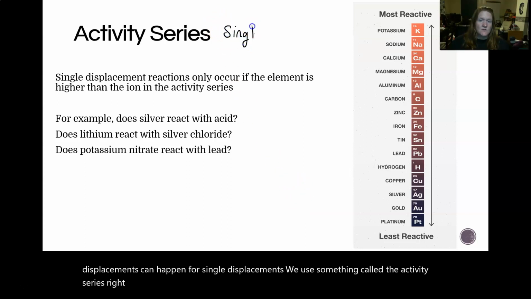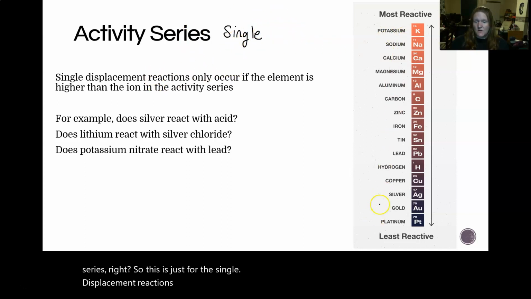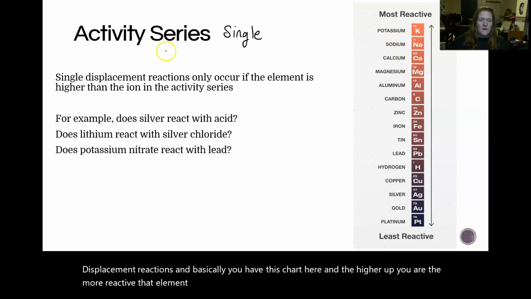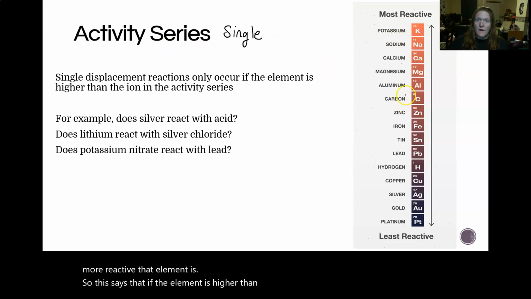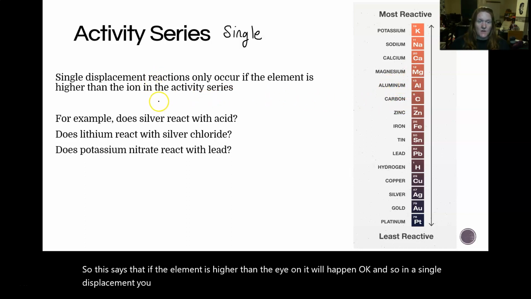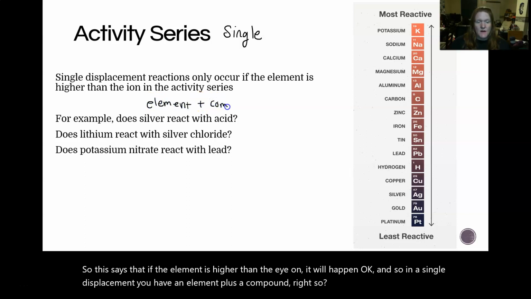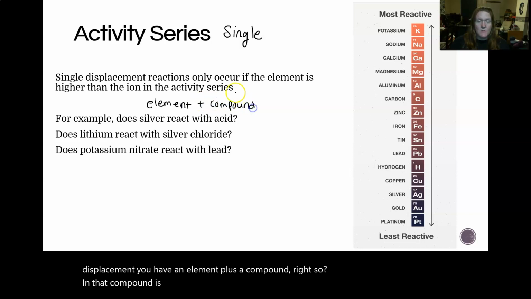So this is just for the single displacement reactions. Basically you have this chart here, and the higher up you are, the more reactive that element is. So this says that if the element is higher than the ion, it will happen. Okay, and so in a single displacement, you have an element plus a compound, right? In that compound is usually an ion, either a metal or a hydrogen ion, that has to be lower in the activity series, or this doesn't occur.